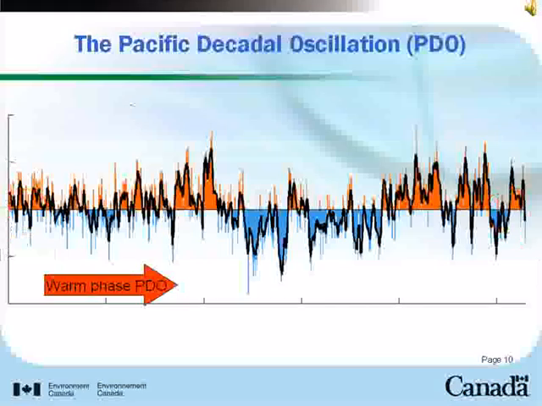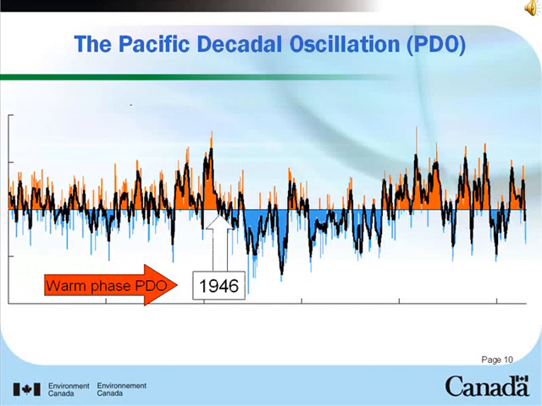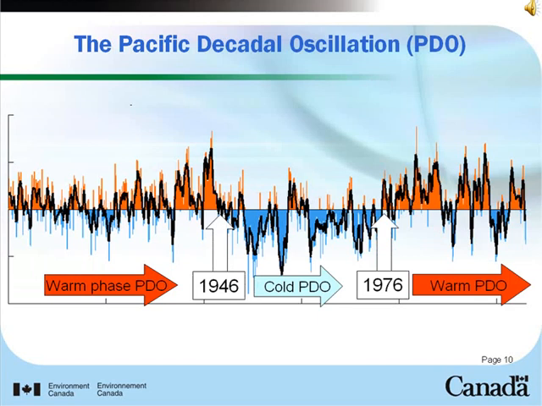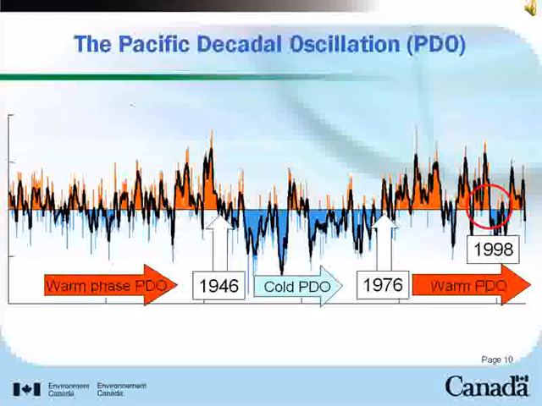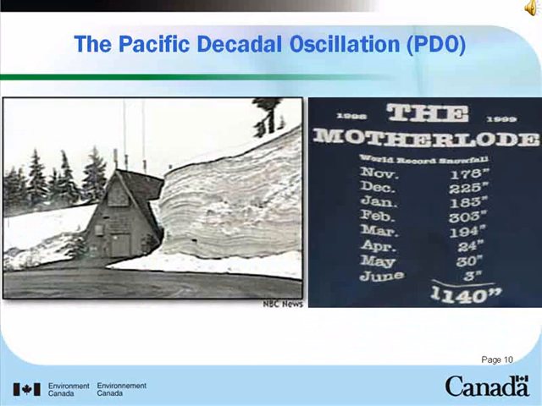For most of the early part of the century, the PDO was in warm phase. Around 1946, it shifted to cold phase until about 1976, when it shifted back to warm phase. These are significant dates, as we'll see. In about 1998, it appeared the index was becoming cold again, but it didn't last. Remember that during the winter of 1998-99, Mount Baker in Washington State set the so-called world record for single-season snowfall.